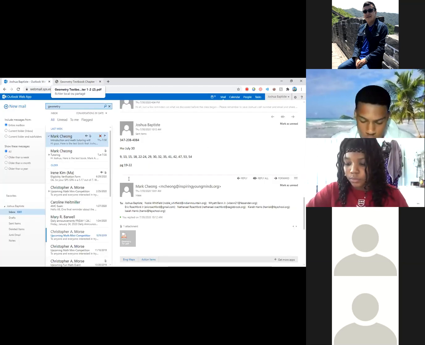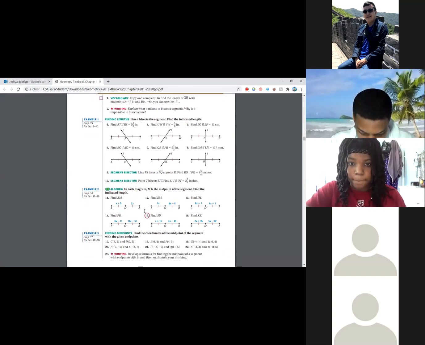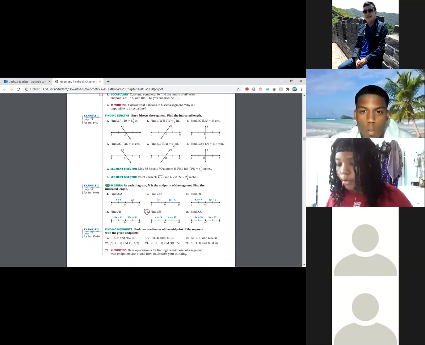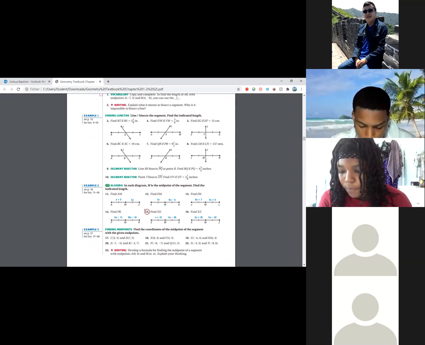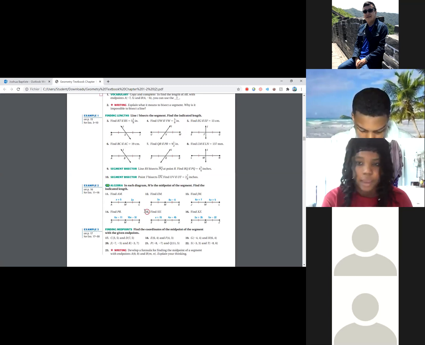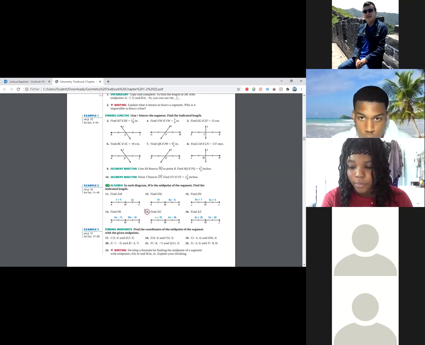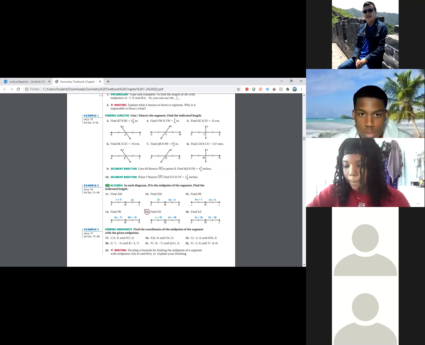And then 13. The next person on my screen is Kiara. Do you want to do 13? Yeah. So for 13, it's 6x plus 7 equals 4x plus 5. So then I did minus 4x on both sides and minus 7 on both sides. And I got 2x equals negative 2, and I divided both sides by 2, and I got x equals negative 1. And then it says find JM, so then you have to plug in x. Yeah.